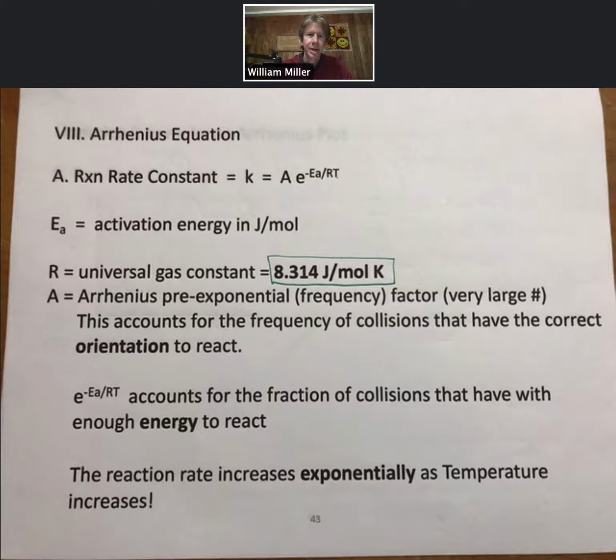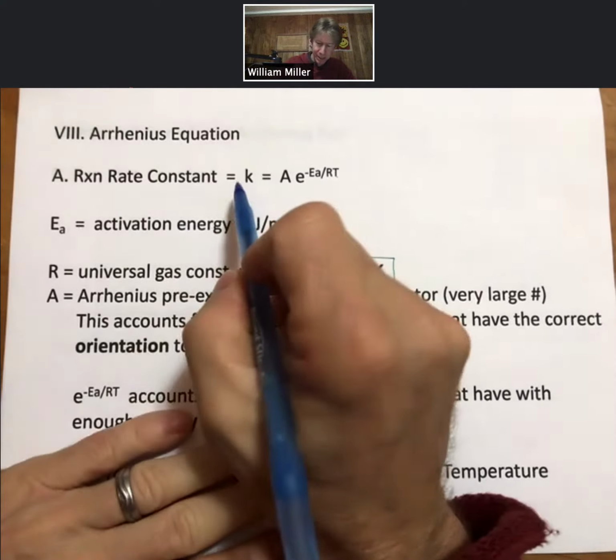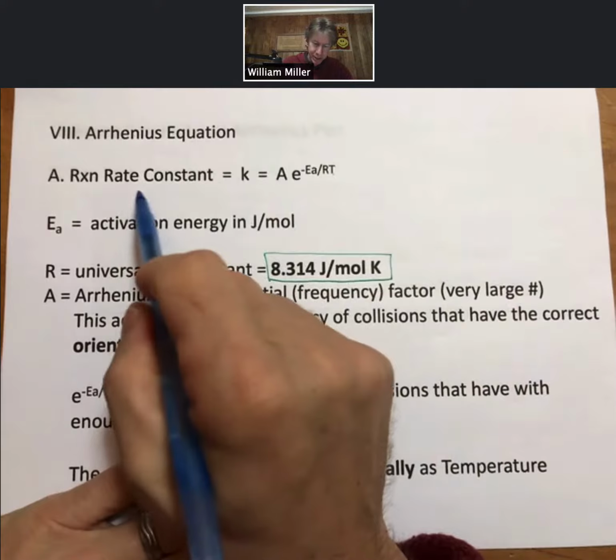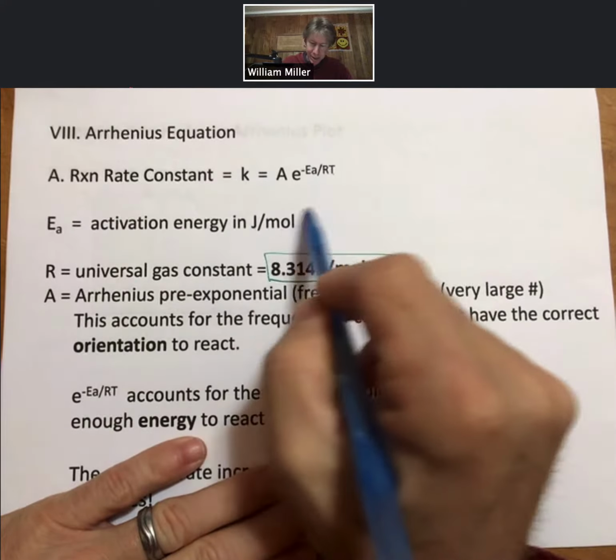Now I'd like to talk about something called the Arrhenius equation. And the Arrhenius equation looks at the rate constant, that's a little k, and its dependence upon temperature. And so we have temperature up here. So this is the Arrhenius equation.